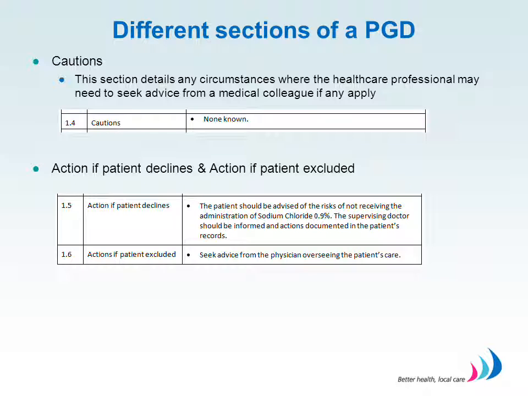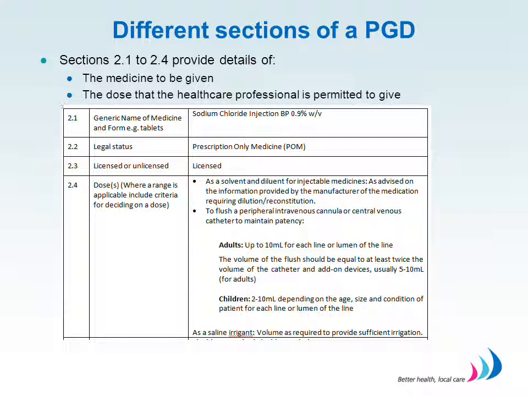Section 1.5 or 1.6 detail what action the healthcare professional must take if the patient declines the medication or one of the exclusion criteria apply. Sections 2.1 to 2.4 specify the medicine that must be administered. Although this may appear obvious, it is important that this section is checked carefully to ensure the correct medicine is supplied or administered. Rather like a prescription chart will be checked carefully before a medicine is administered to ensure that the correct drug, strength, dose and formulation are given.